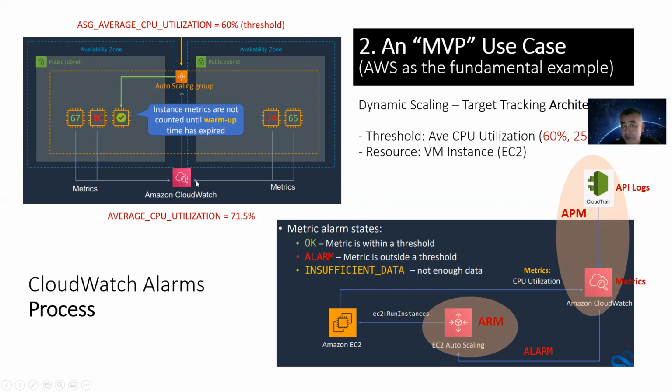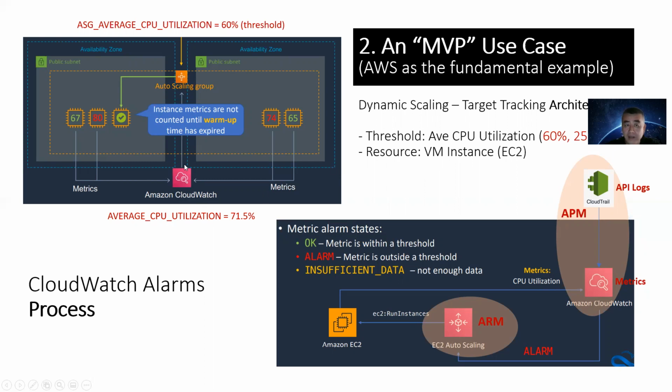And here 2 services are involved. One is CloudWatch and one is auto scaling. CloudWatch plays the role of application monitoring. In this case, the metric we set is the average CPU usage, and we are monitoring that. And auto scaling plays the role of application resource management. So whenever CloudWatch is monitoring that, if the average utilization is over 60%, we set that threshold.